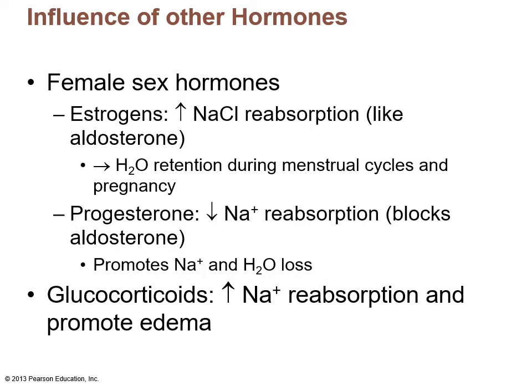There are other hormones that have an effect. Female sex hormones: estrogen tends to cause you to retain salt. It works like aldosterone, and this accounts for water retention during different periods of the menstrual cycle, why some women get bloated, and also during pregnancy. It makes a person gain weight and retain fluid. Progesterone works the opposite way. It blocks sodium reabsorption and blocks aldosterone, and it promotes sodium and water loss.